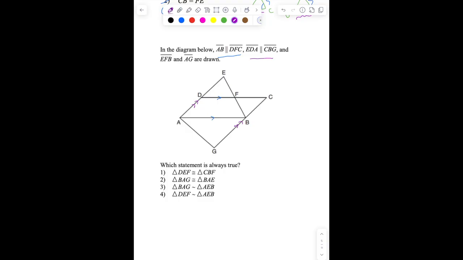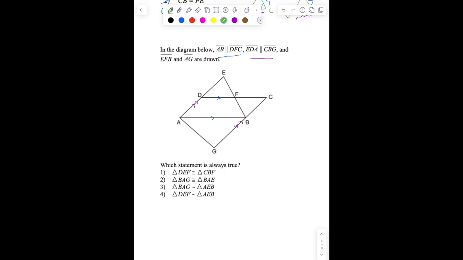You need a lot more in order to prove congruence than to prove similarity, because for congruence, you always need a congruent side. All of the congruence theorems, SAS, SSS, AAS, ASA, HL, they all require a side. Whereas for proving similarity, it's often easier because as long as you have two congruent angles for AA, you've proved the triangle similar. So I'm going to start with answer choices 3 and 4.